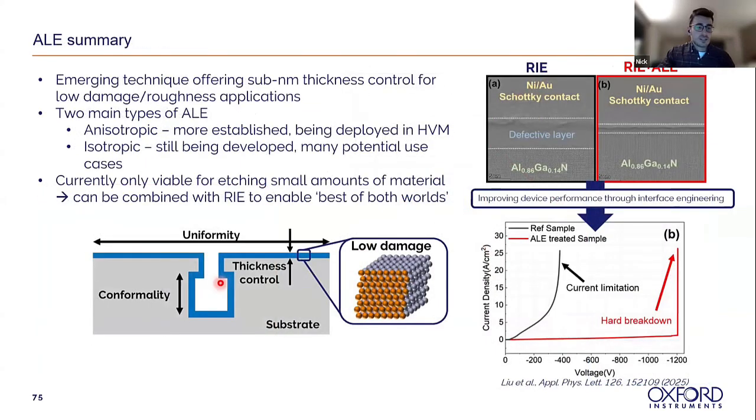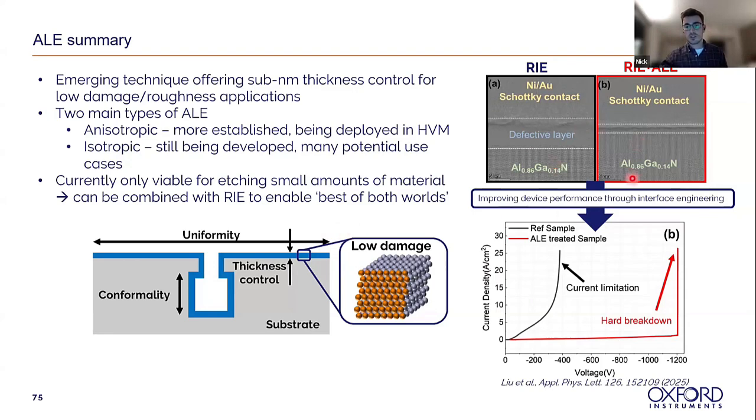So in summary, ALE is an emerging technique offering sub-nanometer thickness control in very low damage applications. There's 2 main types. So there's anisotropic, which is more established, and isotropic, which still is kind of under development. And I should say that ALE is currently only really viable if you're wanting to etch very small amounts of material, but it can be combined with other processes to kind of enable the best of both worlds. And it really gives you process capability that you can't really access with reactive ion etching.